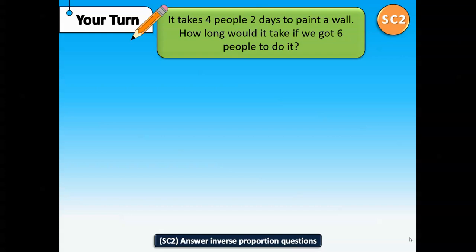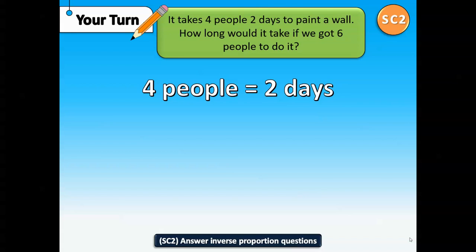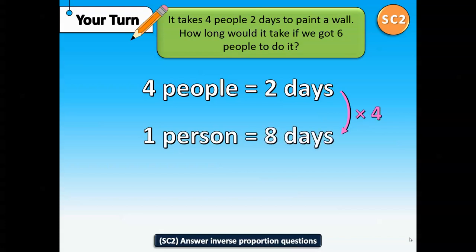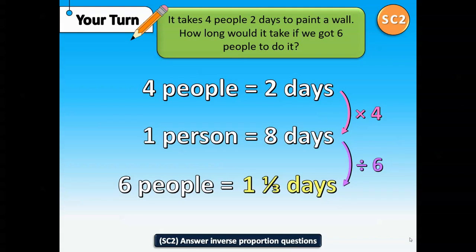So this question tells us it takes 4 people 2 days to paint a wall. How long would it take if we got 6 people to do it? So it takes 4 people 2 days, which means it would take 1 person 8 days to do this job. So if we got 6 people to do the job, we divide the 8 days between those 6 people. So that'd be 1 1/3 days.